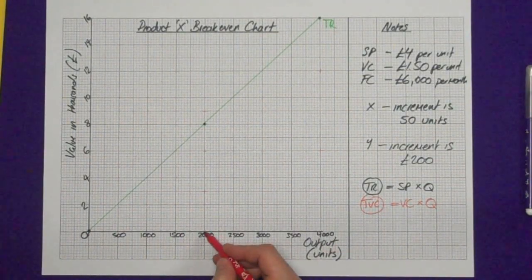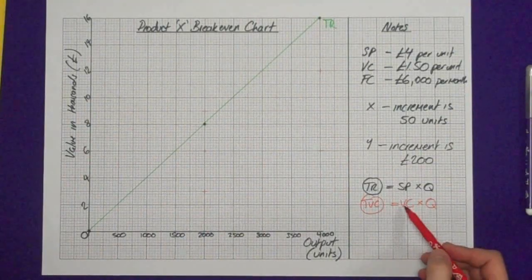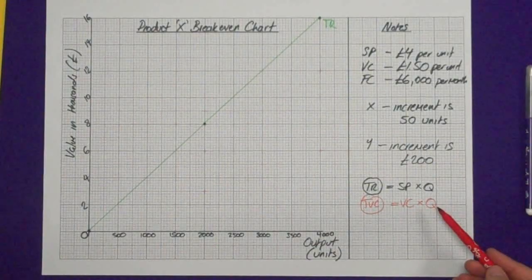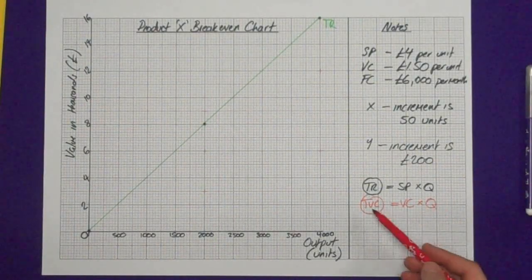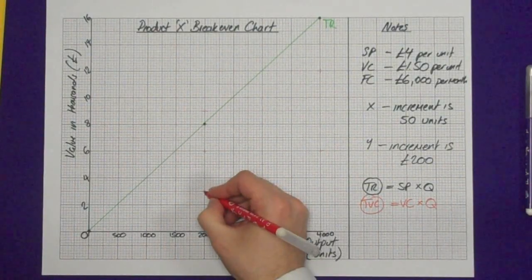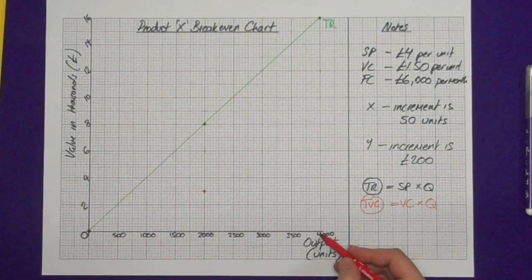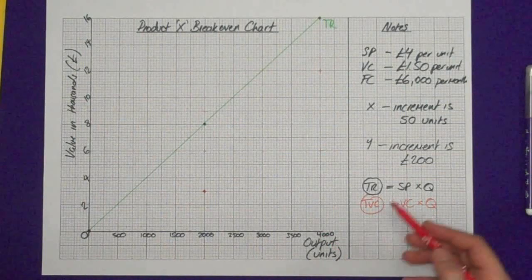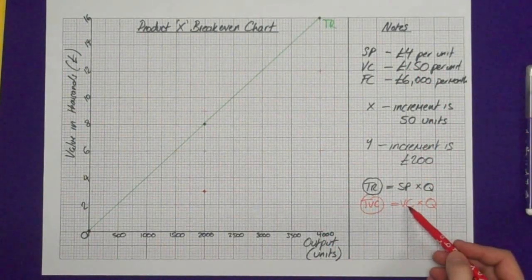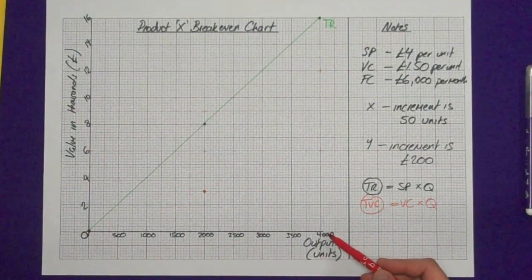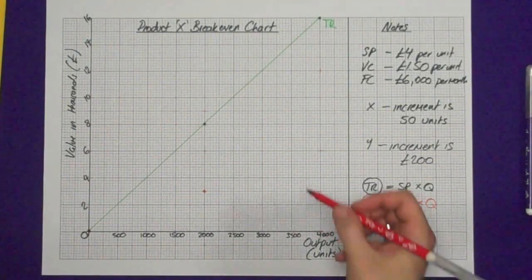And let's go to 2,000 units. So this time, variable cost, £1.50 times quantity, 2,000, is actually going to leave us with our total variable cost at £3,000. And one more point, at 4,000 level of output, £1.50 of variable cost times 4,000, which is our quantity, is going to give us £6,000.